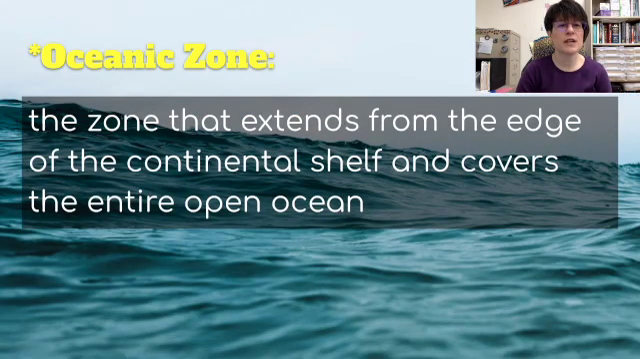And then there's the oceanic zone. This is the zone that extends from the edge of the continental shelf and covers the entire open ocean. This is an area where there are few nutrients, where there is less life, but there are some migratory animals that will travel through here. But life is pretty spread out and far between, and this is probably the area that we know the least about because the ocean on average is about 4 kilometers deep, but it can get to 11 kilometers deep. And so the ocean is a very underexplored area. We don't know a lot about it in this zone.